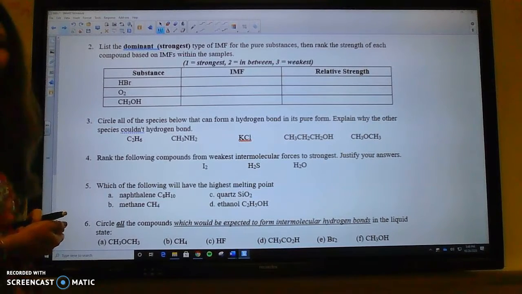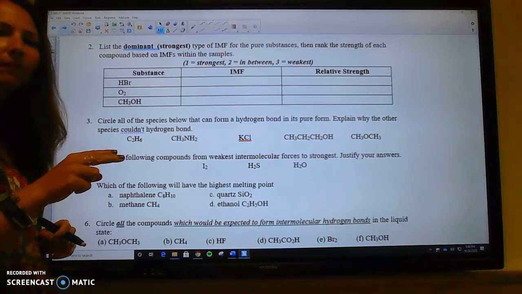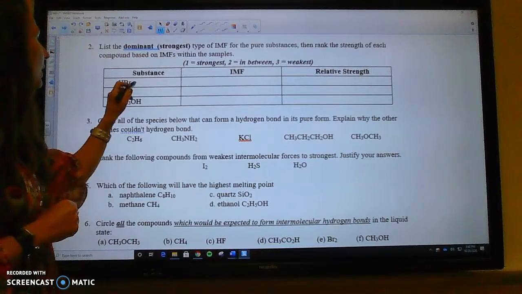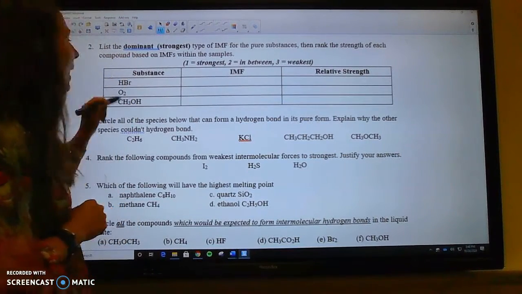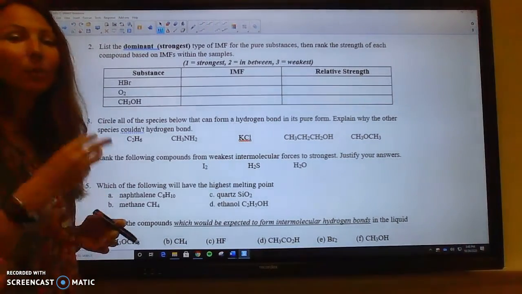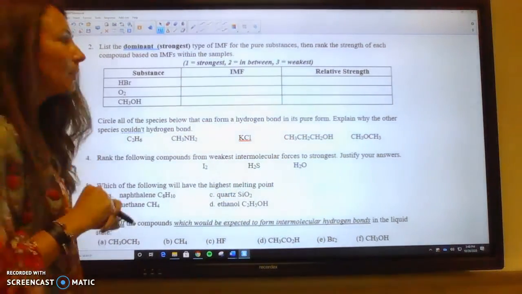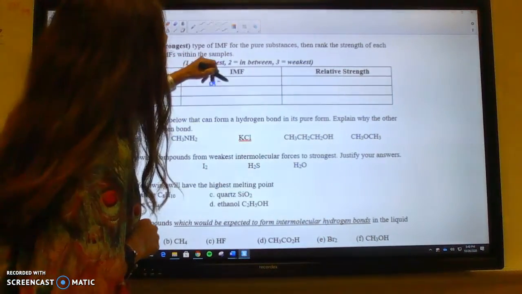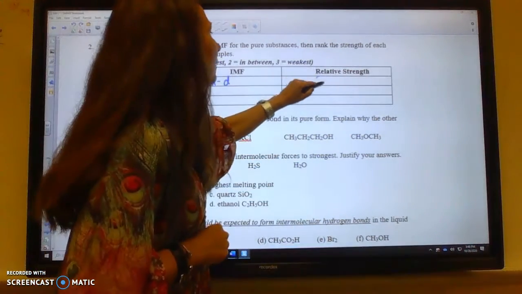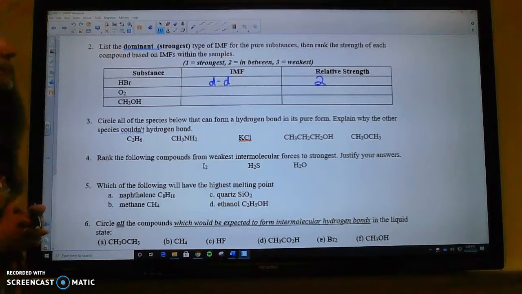So for HBr, we know we're going to have dispersion. Do we have dipole? Yes, we do have dipole. Do we have hydrogen bonding? No, hydrogen has to be bound to one of 3 things: nitrogen, oxygen, fluorine. So no. So the strongest is dipole, and that is the intermediate strength. Let's look at the next example.